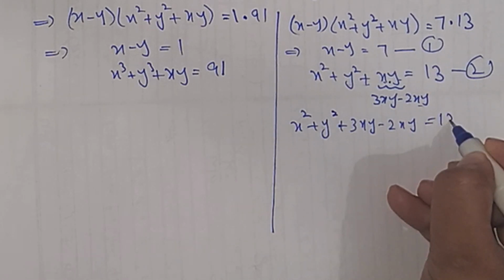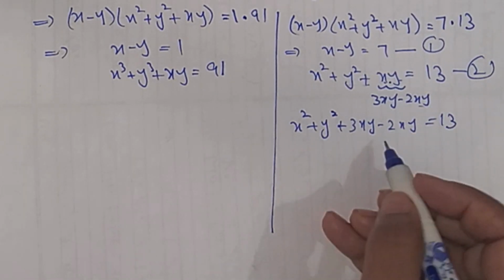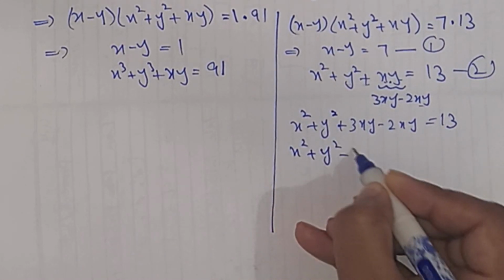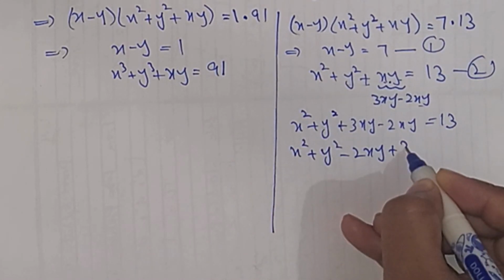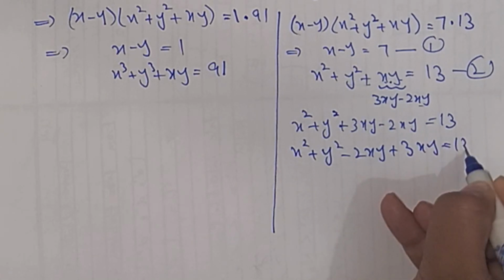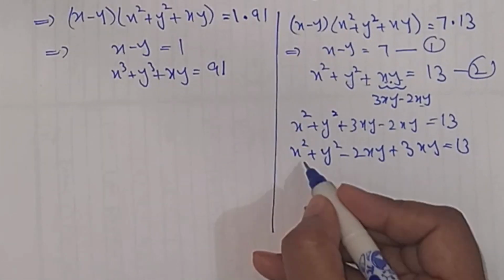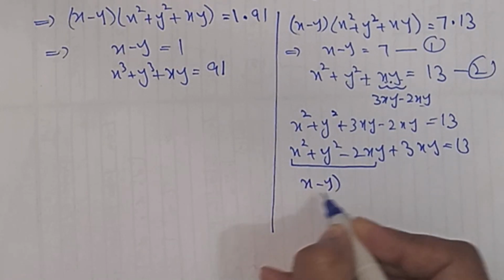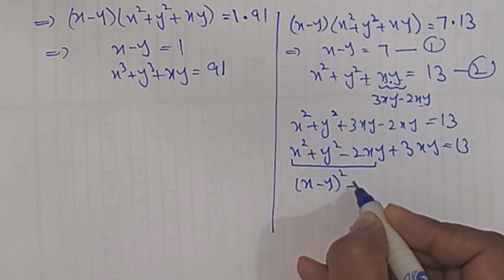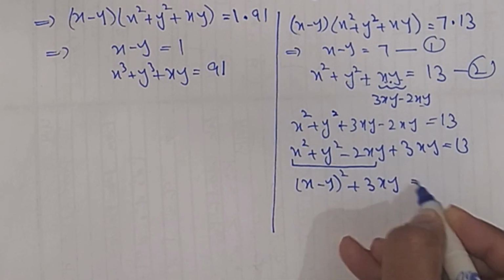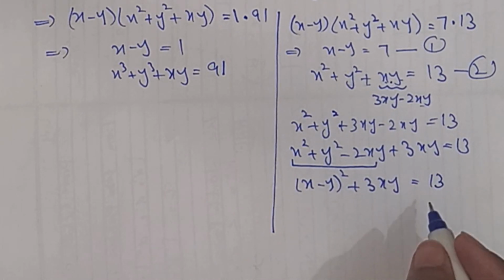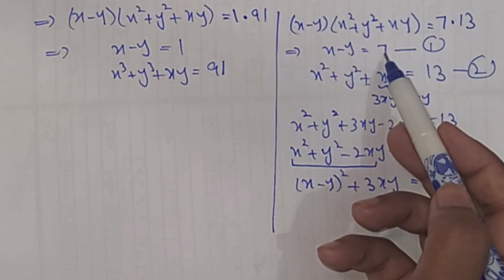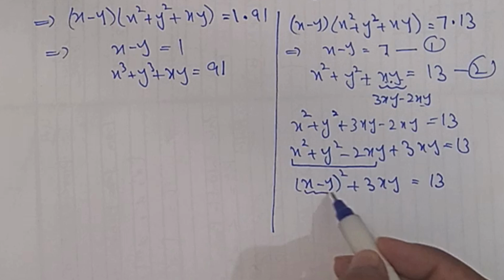It's equal to 30. Now we rearrange the terms: x square plus y square minus 2 times the product of xy plus 3 times the product of xy is equal to 30. Now this part is equal to (x minus y) whole square, plus 3 times the product of xy is equal to 30. And look at equation number 1. It's given that x minus y is equal to 7. So we write here a 7.